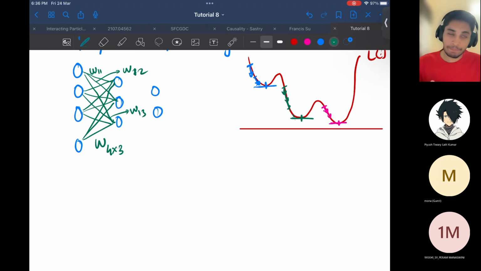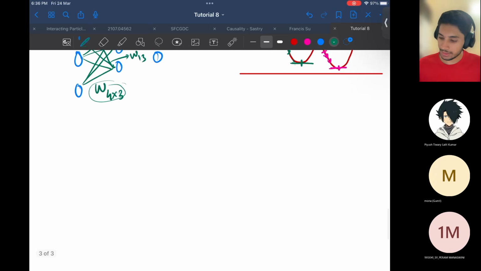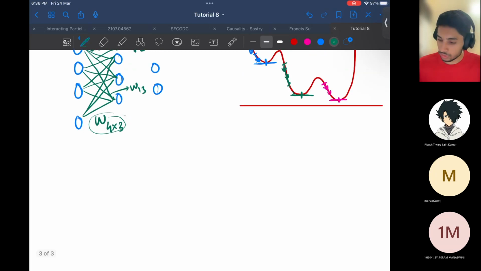So one heuristic way. What are heuristic ways? Heuristic ways are those which are abstract. There is no mathematical guarantee to it, but nonetheless it works. One heuristic way to initialize this weight matrix is to do the following.